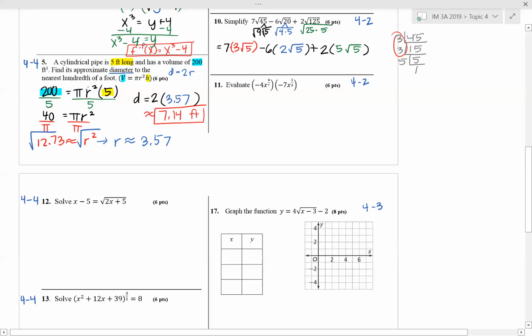So what we want to do now is simplify. So 7 times 3, we can't multiply with the 5. The 5 is just going to carry along. It's 21. So 21 times the square root of 5. Minus 6 times 2 is 12 times the square root of 5. And then plus 2 times 5 is 10 times the square root of 5. So now that they all have that same radical 5, I can just add the coefficients. So 21 minus 12 plus 10 is going to give us a sum of 19 radical 5.